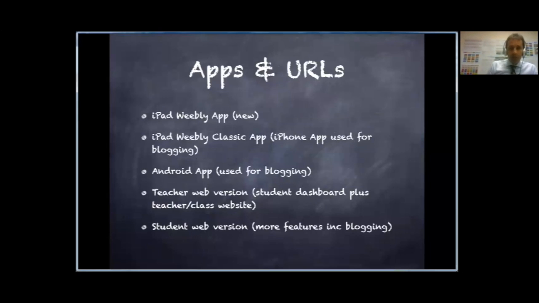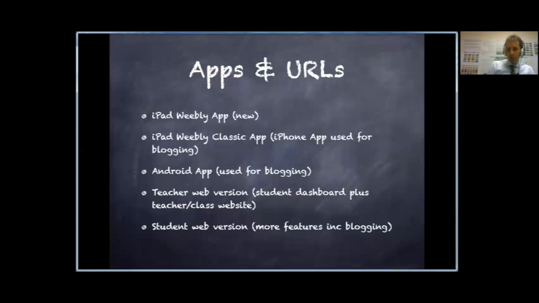Okay, some things you need to be aware of. Basically, Weebly consists of 5 different applications or types of parts of Weebly. First one is the new iPad app, which I told you came out in October. There's something called the Weebly Classic app. The new app that just came out in October doesn't allow you to blog yet.